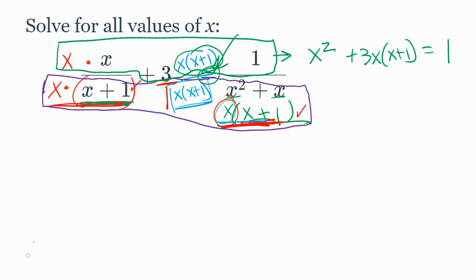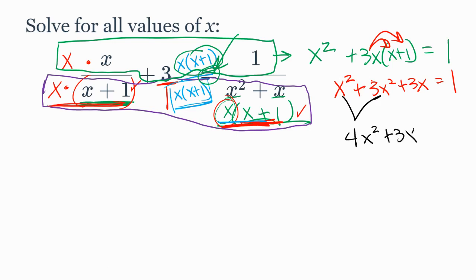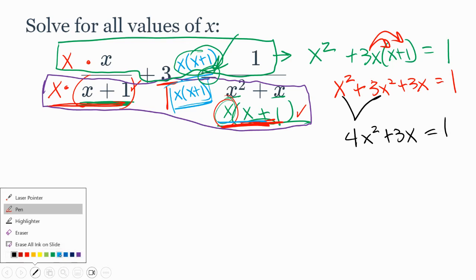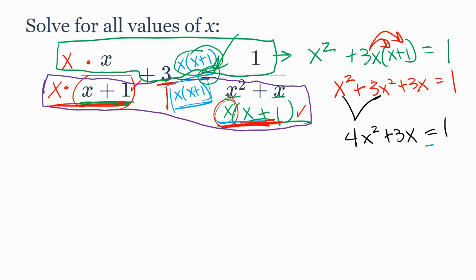So then I work it out. I distribute my 3x, and that's going to give me 3x squared plus 3x. And then bring down your equals 1, bring down your x squared that was in front of that. Continue to combine like terms so that we can get to solving. So we get 4x squared plus 3x, and then it's equal to 1. But we want to make it equal to 0 so that we can potentially factor and solve. Worst case scenario, we'd have to do quadratic formula. So subtract 1 on both sides, and we get 4x squared plus 3x minus 1 equals 0.